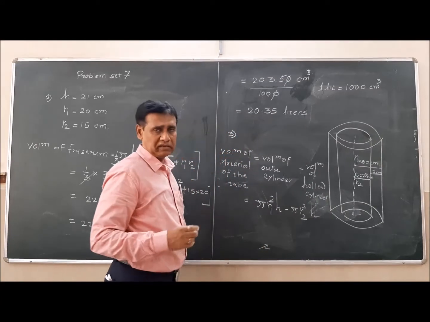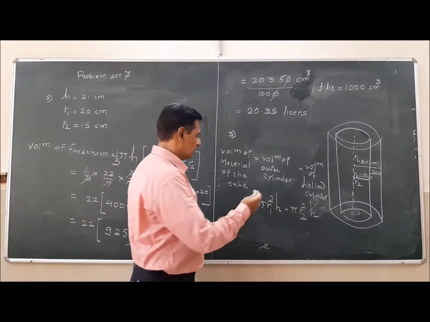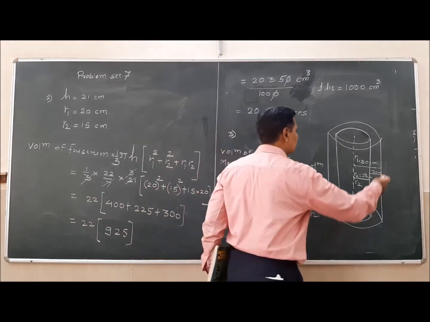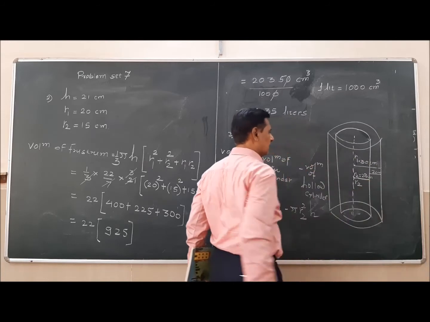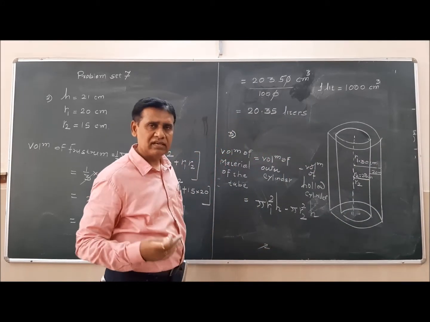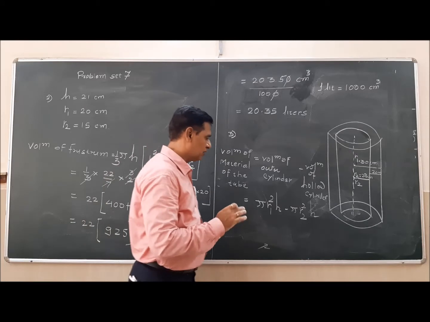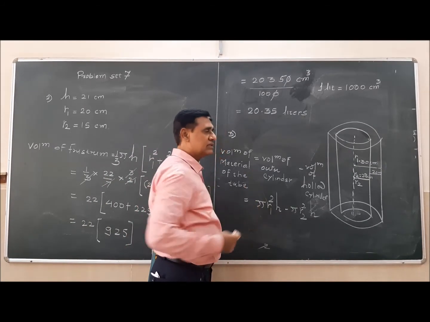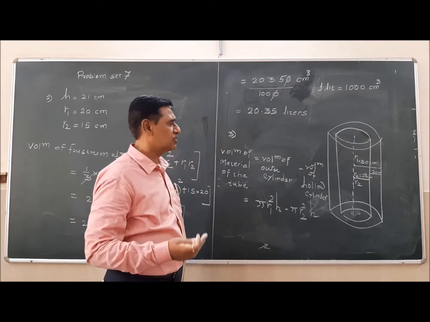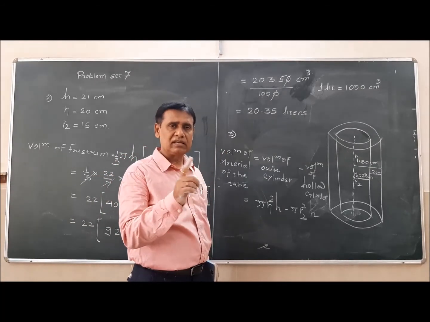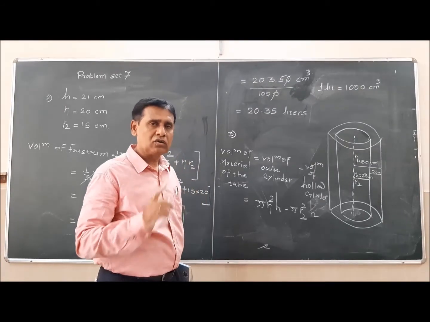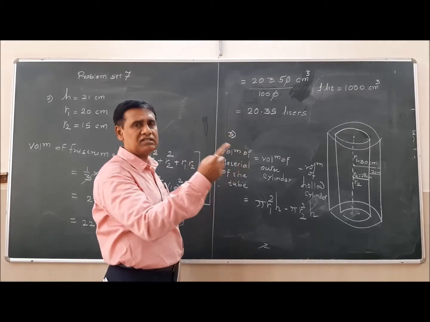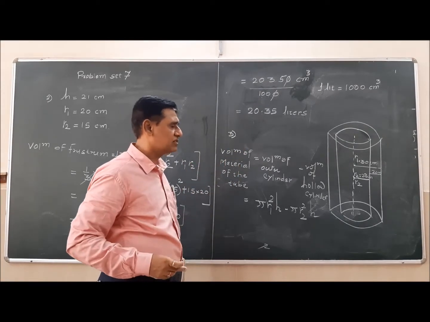You will notice one thing. I have kept the height same. The reason being that the height of the outer cylinder as well as the height of the inner cylinder are the same. So that is why I have not labeled them as H1, H2. Only the radii are different. The radius of the inner cylinder, or I can call it the hollow cylinder, is 30 minus 2, that is outer radius minus thickness. That will give us 28.